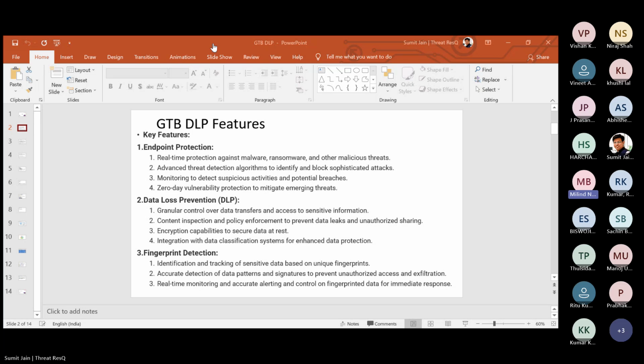But DLP is not meant for the entire data.